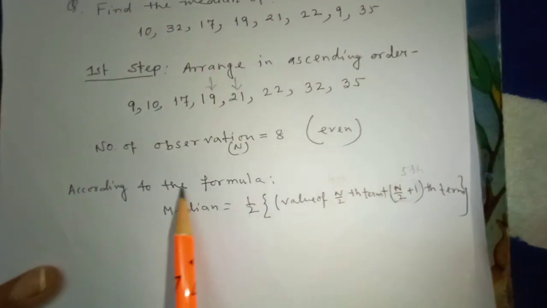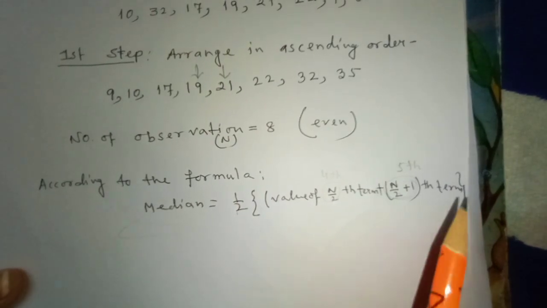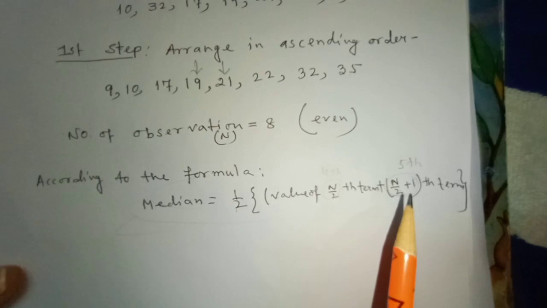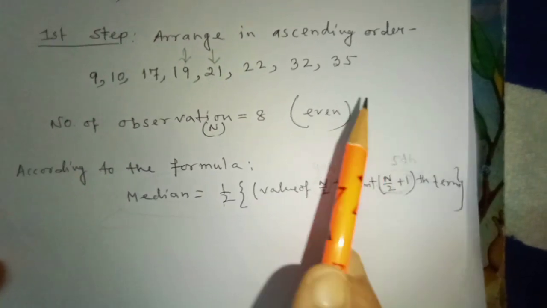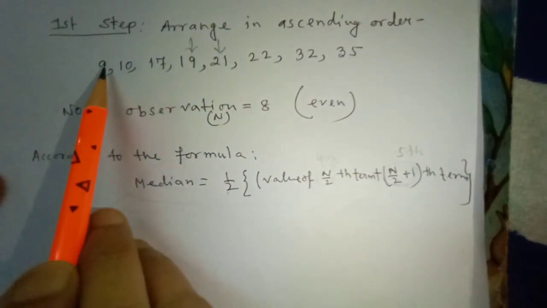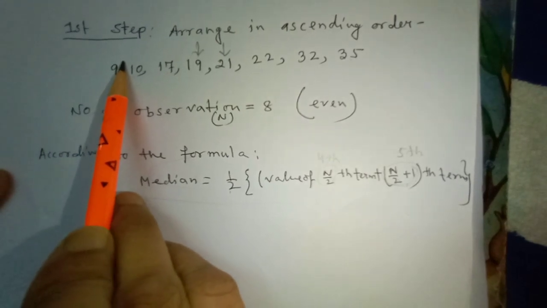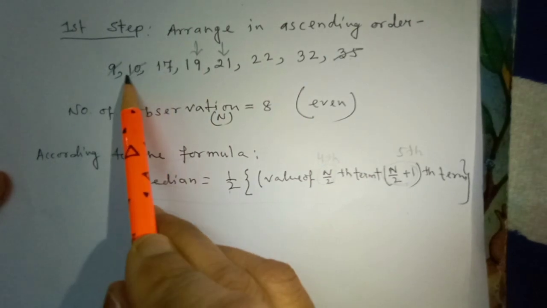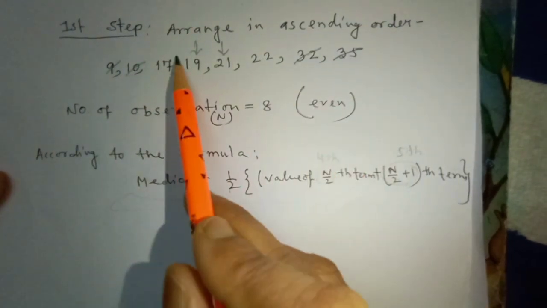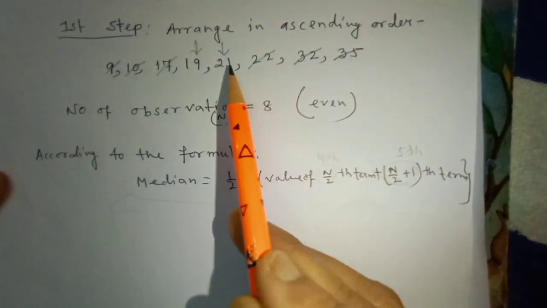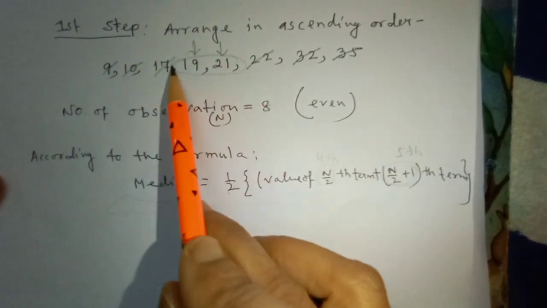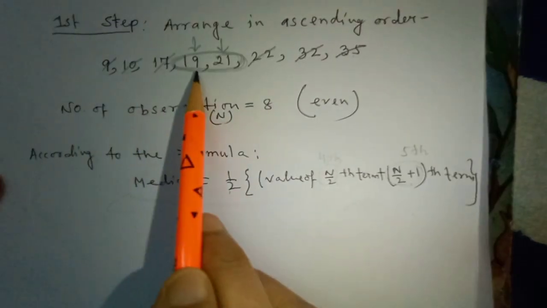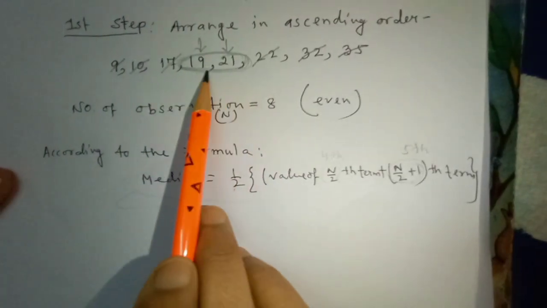So in an easy way, what we can say, if it is not so easy for you, then you can do it the easy way also. Come back to this ascending order form. Now cancel the first one and the last one, the second one and the second last, the third one and the third last. Now these two observations are left. As these two observations are left, we have to find their average, their mean.